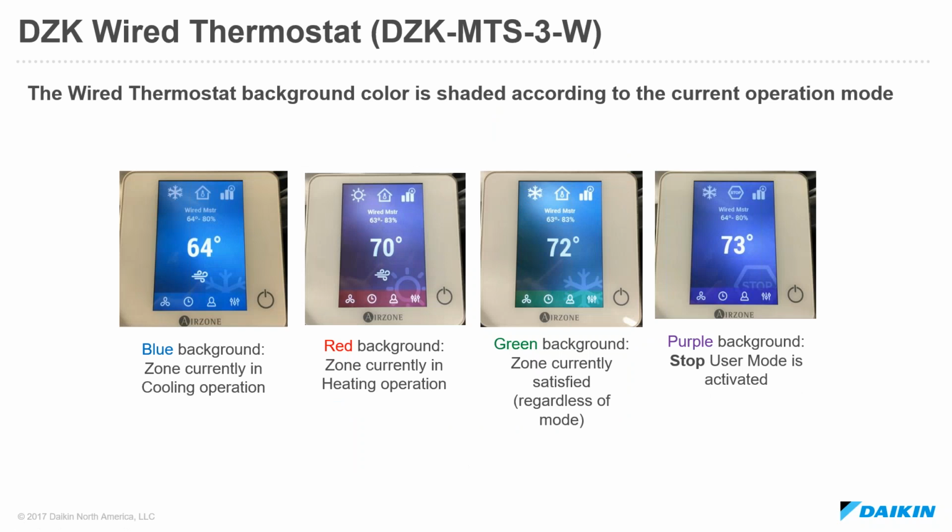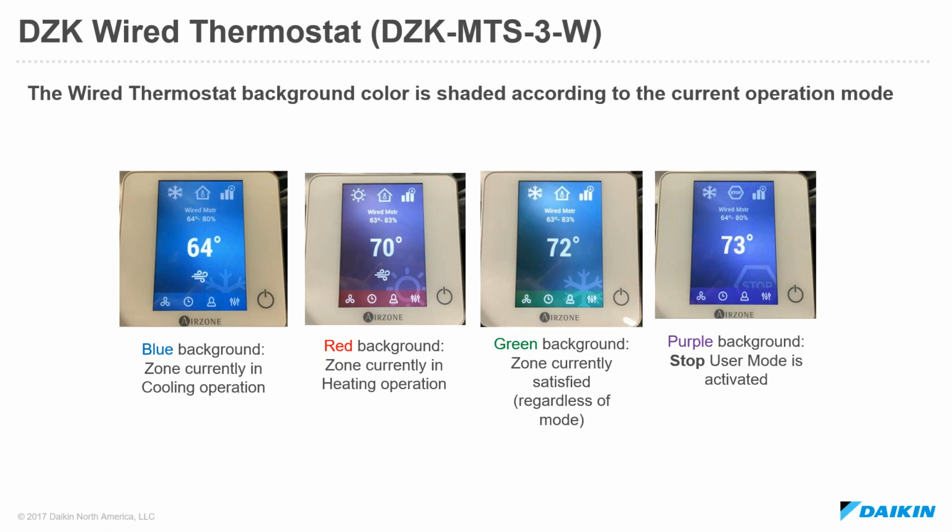I do want to point out that the color of the background of the wired thermostat does change in association with the mode of operation of the unit. So during typical cooling operation, the background color of this wired thermostat has sort of a blue tint to it. When the unit is in heating operation, you will see that the icons change. So for instance, cooling, you'll see a snowflake icon for mode of operation. Heating, you'll see a sun icon. But during heating operation, the shade or the tint of this thermostat face becomes red.